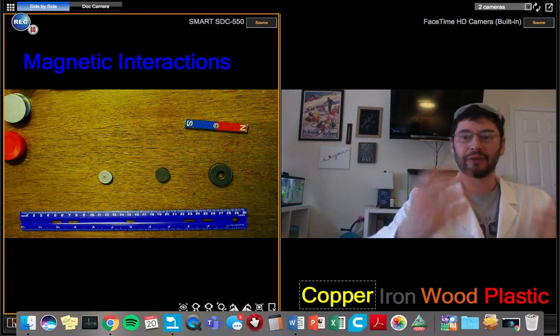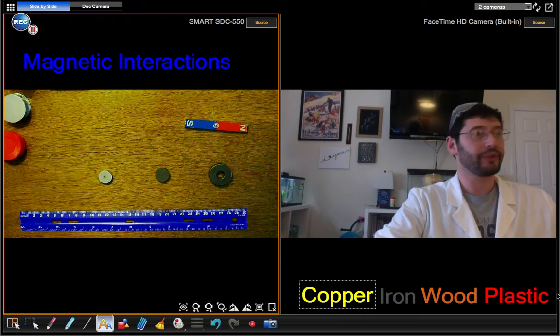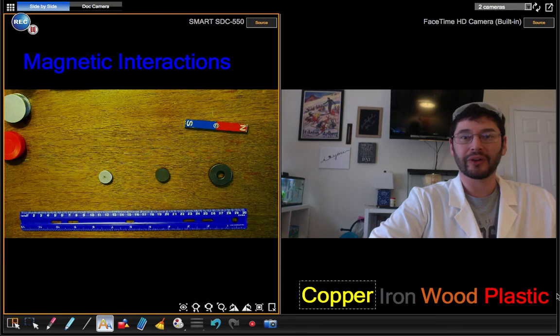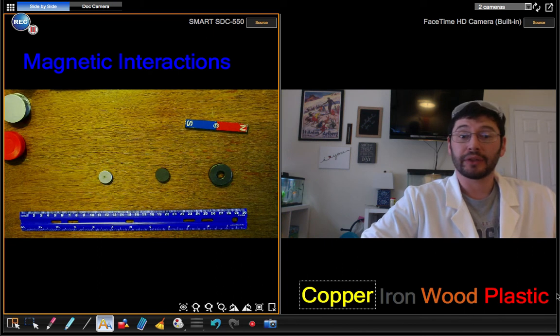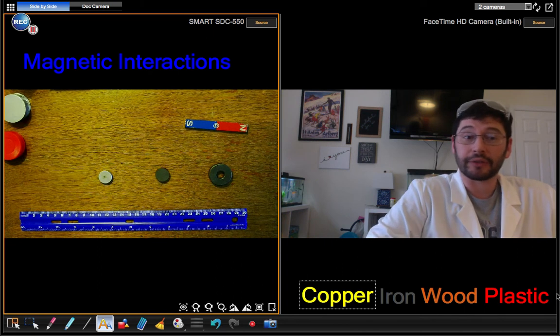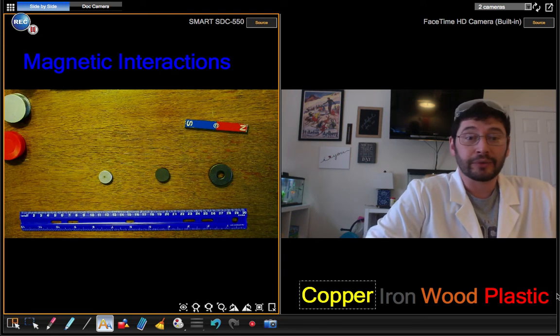Everybody, welcome to our second lesson for this week. Today we are going to be looking at the idea of magnetic interactions, and how magnets interact with each other and other objects. Today we're going to be focusing mainly on how they interact with different materials. And you can see here we have some tools to help us.